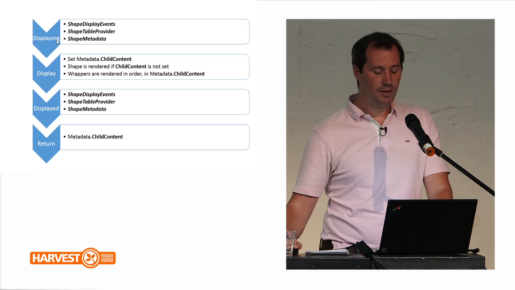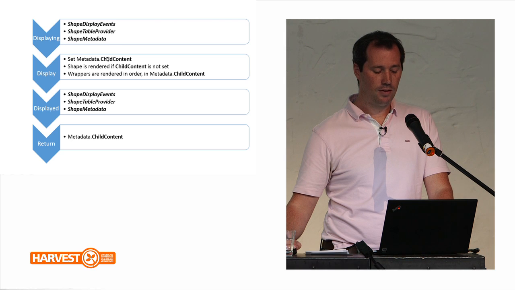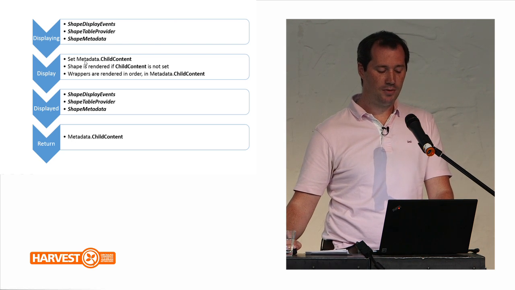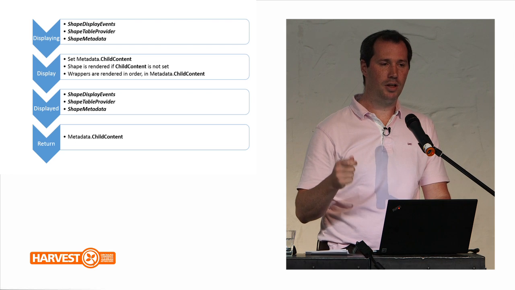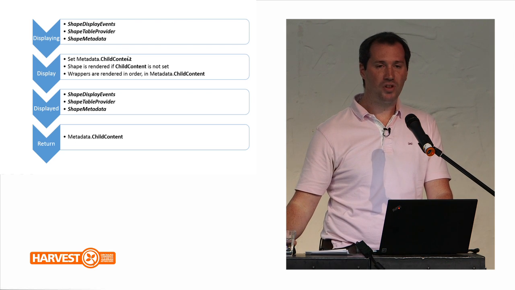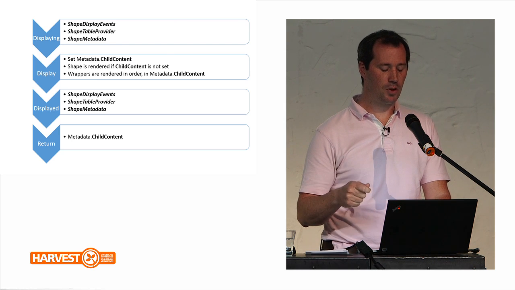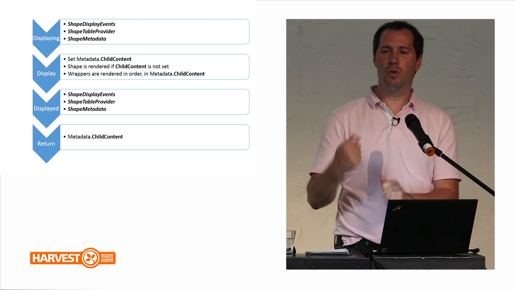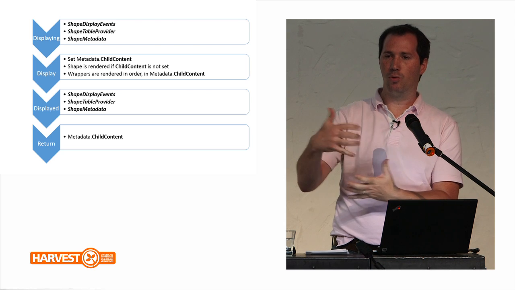When all the displaying events are called, what you can do is set the child content of the metadata property of a shape. This is very important because this is what will be rendered on the screen in HTML. And this is a property that you can read and write on. And it's nice because you could say, when it's displayed, let's get what will be rendered, like the HTML. I use it for the shape tracing to show you what has been rendered.